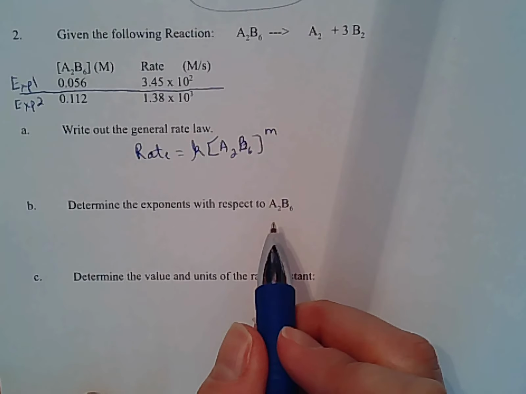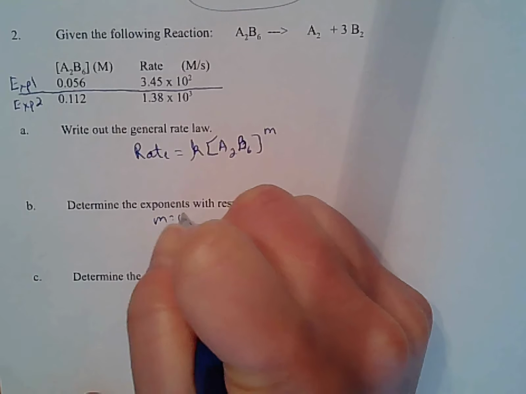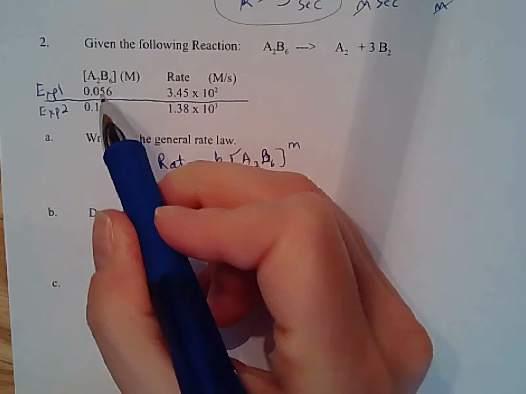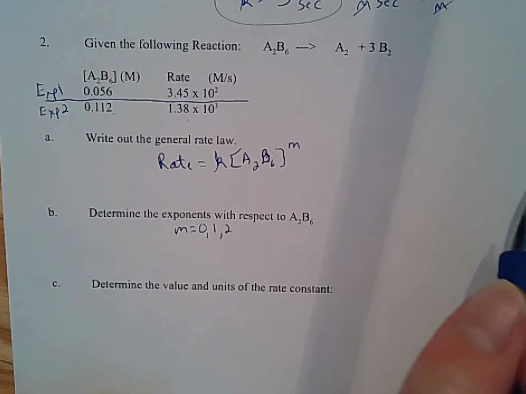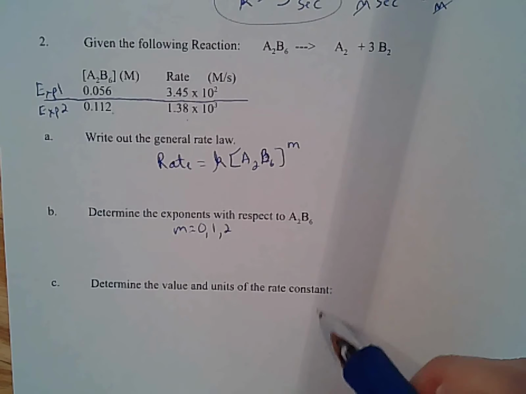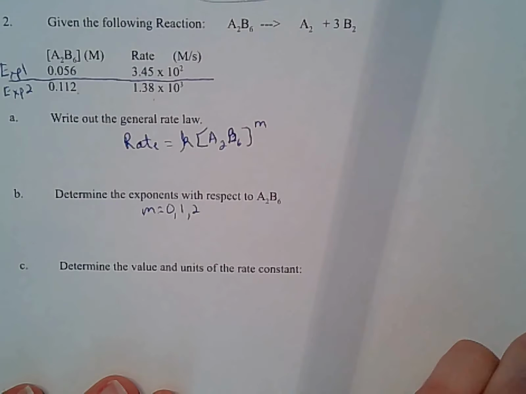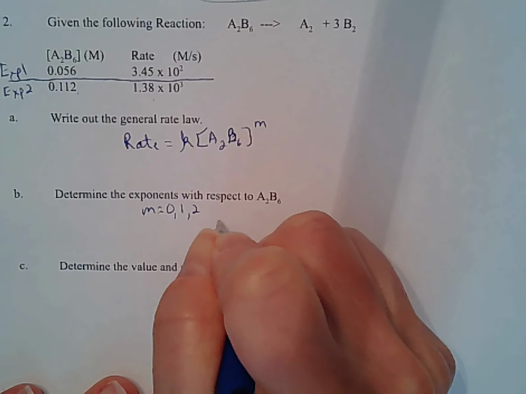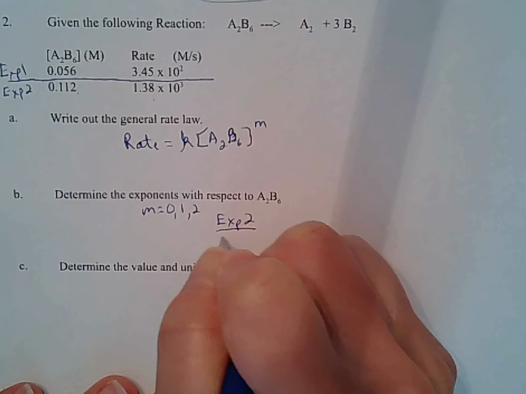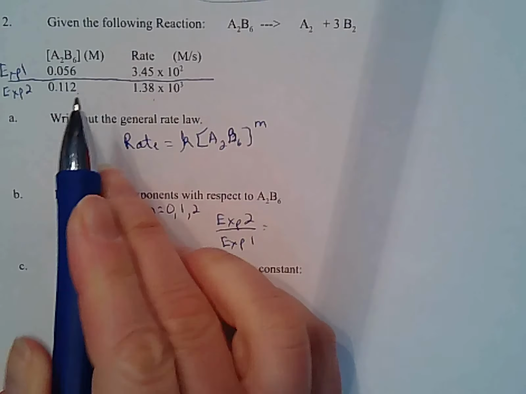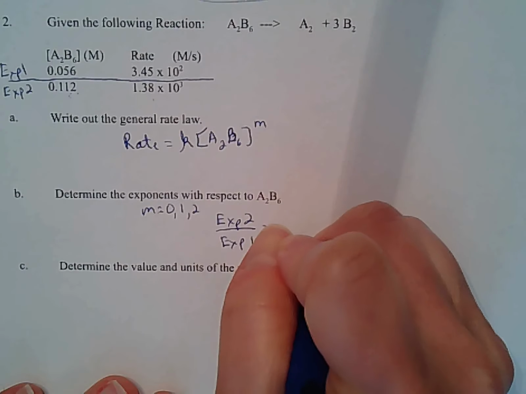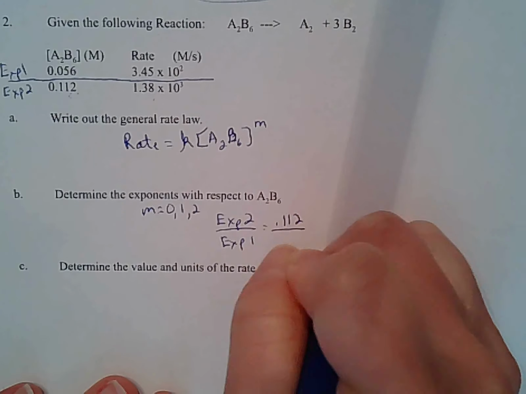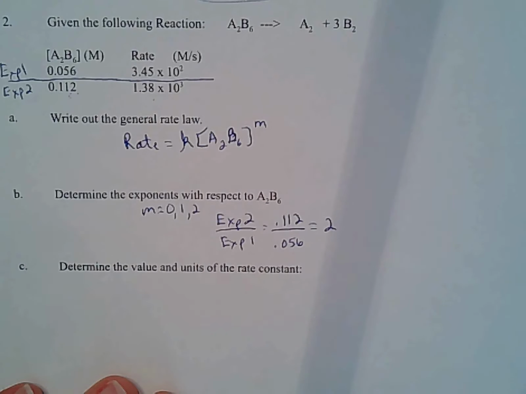Then I need to figure out what the exponent is. Is the exponent going to be 0, 1 or 2? I have to see what is happening to the concentration and what happens to the rate. This is where you're going to have to use your calculators, because sometimes the numbers are not that nice to look at. I would suggest you take 2 experiments and divide one by the other to see what is happening to the numbers. If you can't see what is happening to the concentration, take the bigger number over the smaller number. So I'm going to take 0.112 and divide it by 0.056, and I get approximately 2.